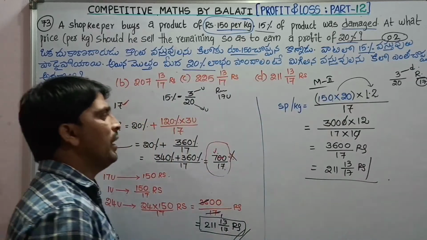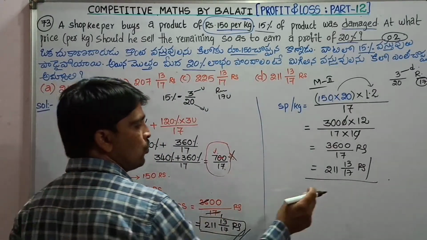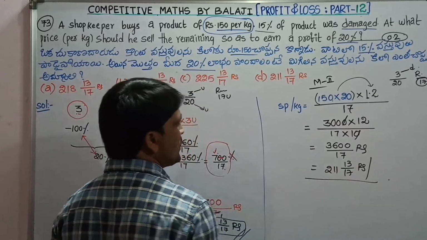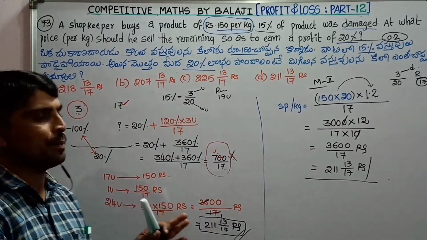That is, the remaining product is sold at 211 13 by 17 rupees per kg to get an overall 20% profit.